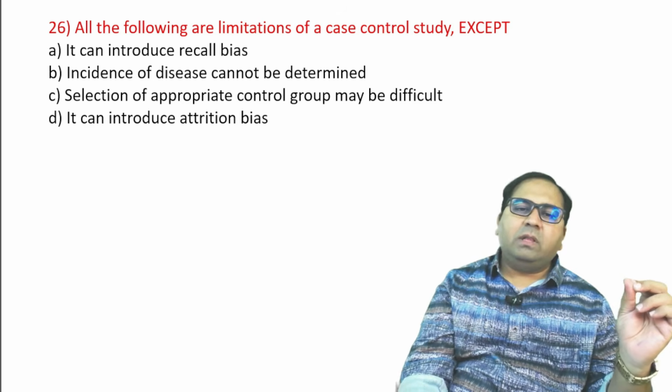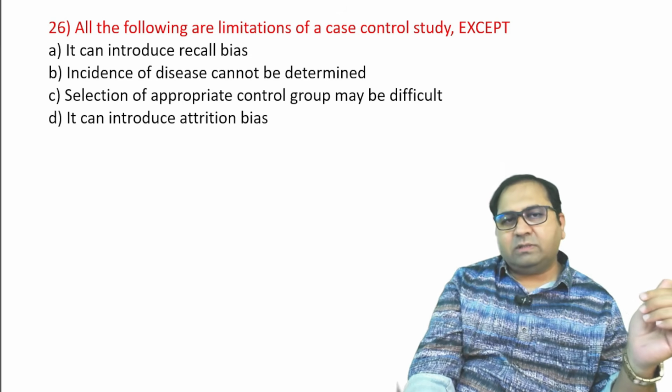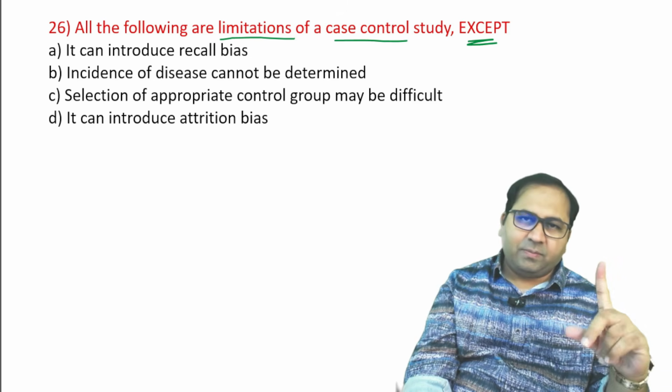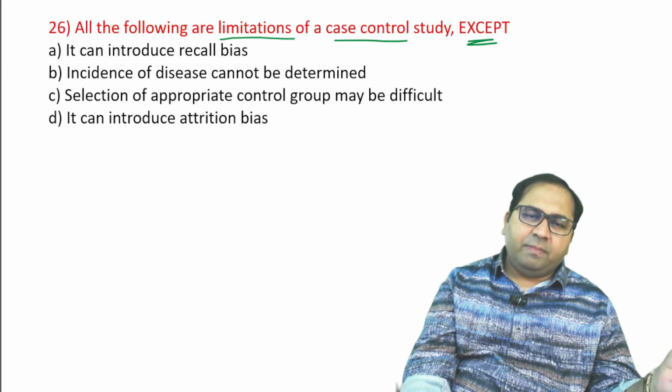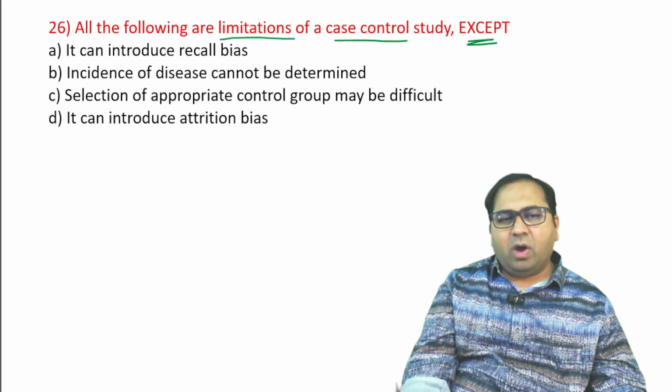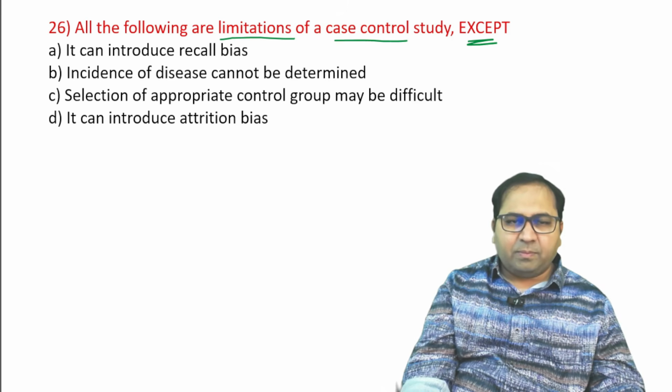Next question. All the following are limitations of a case control study except what? So there are 3 limitations except one. Options are A, it can introduce the recall bias. B, incidence of disease cannot be determined. C, selection of appropriate control group may be difficult. Or D, it can introduce attrition bias.